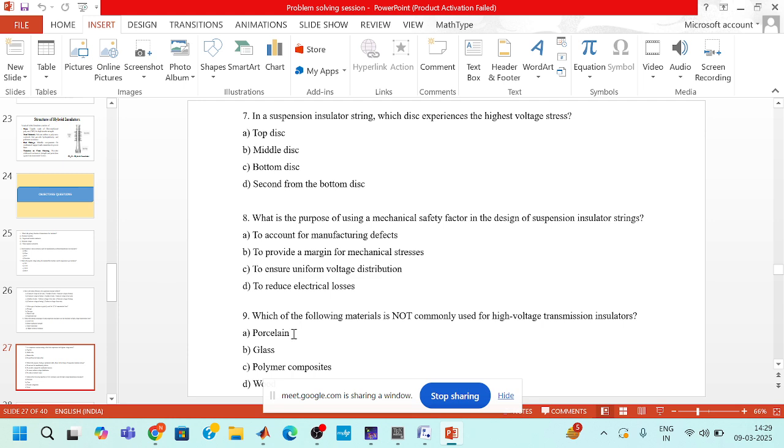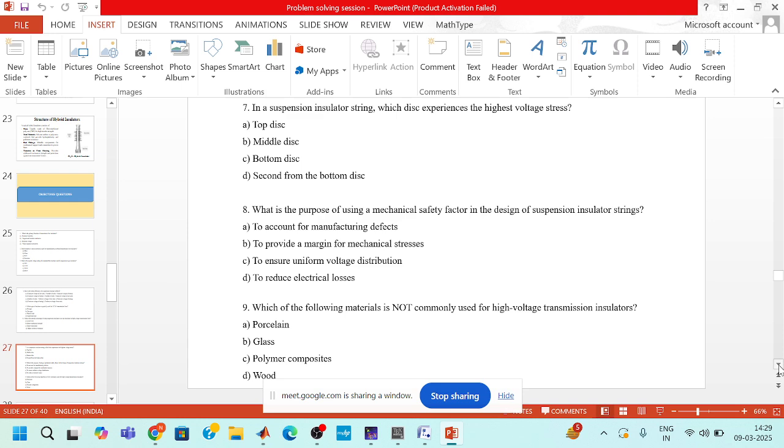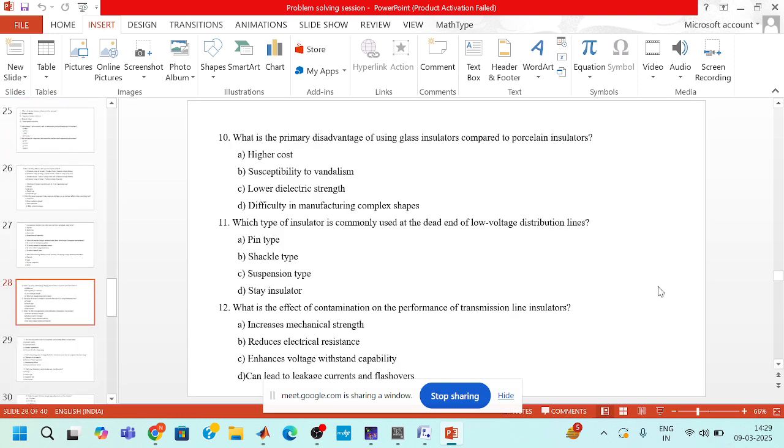So the next question is, which of the following materials is not commonly used for high voltage transmission insulators? Wood, madam. D, wood. Okay, D is the correct answer. Now the next question is, what is the primary disadvantage of using glass insulators compared to porcelain insulators? Options are A, higher cost, B, susceptibility to vandalism, C is lower dielectric strength, D is difficulty in manufacturing complex shapes.